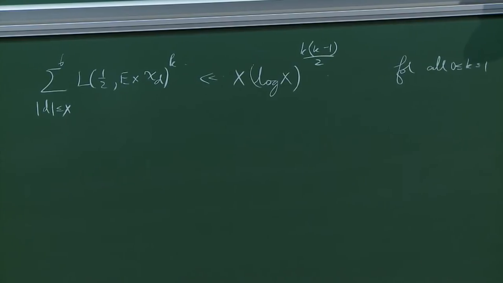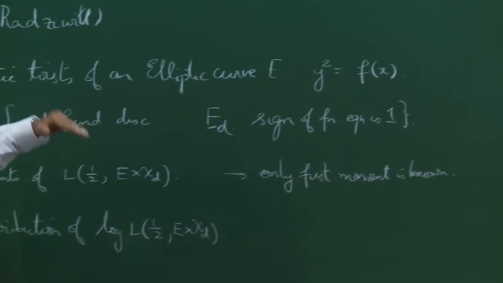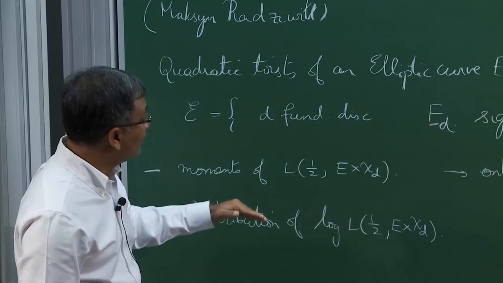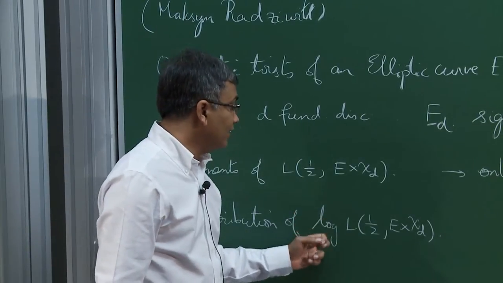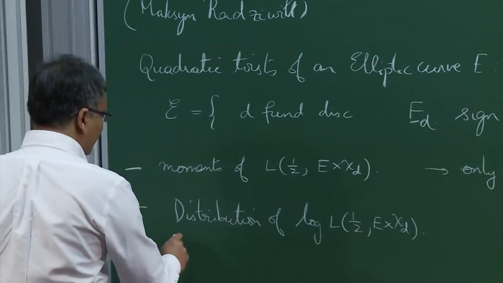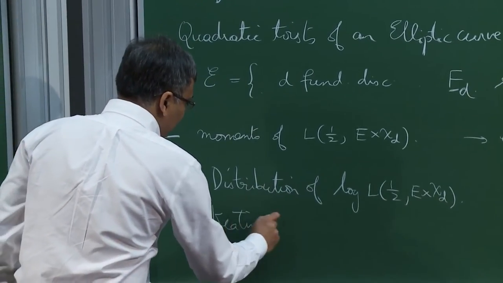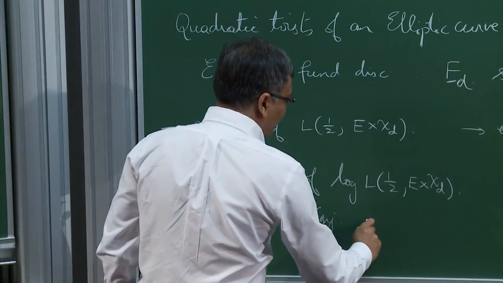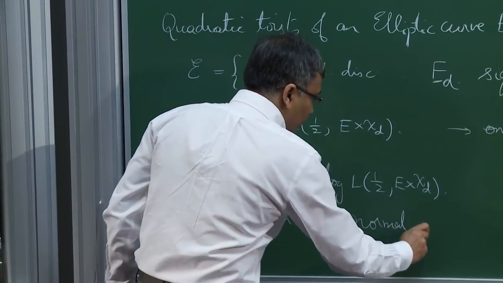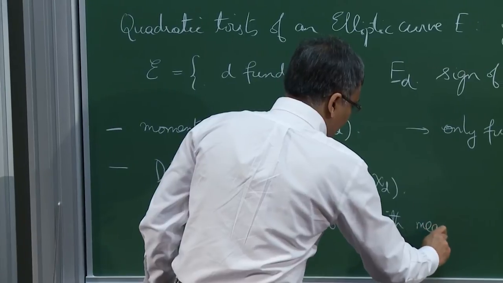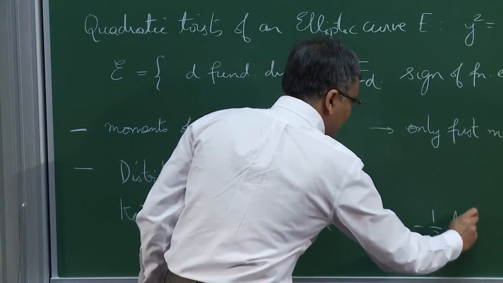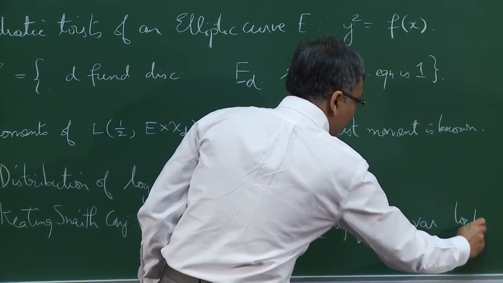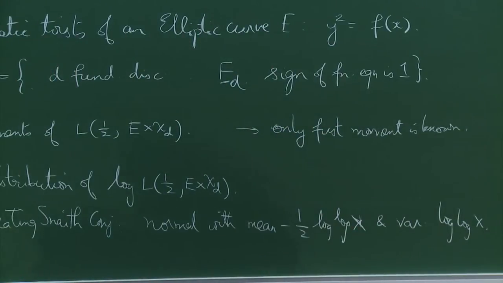And secondly, I indicated that there's the analog of Selberg's theorem, the Keating-Snaith conjectures, which would say that if you look now at log L(1/2, E twisted by chi_D), the conjecture of Keating and Snaith would be that this is approximately normal with mean minus half times log log x and variance log log x. So I'm thinking of the discriminants D being of size about x.